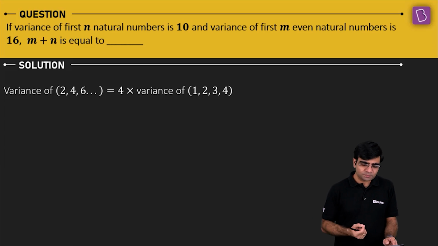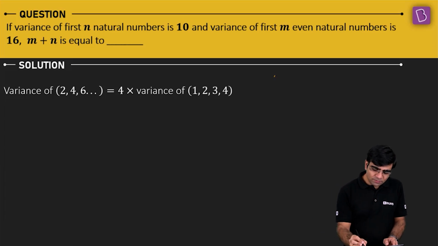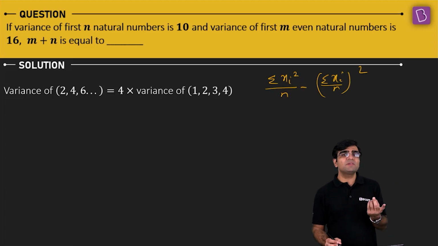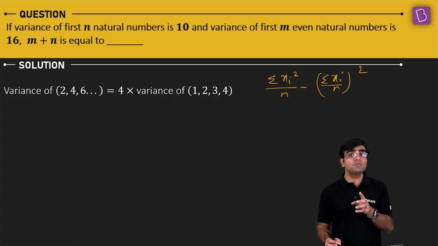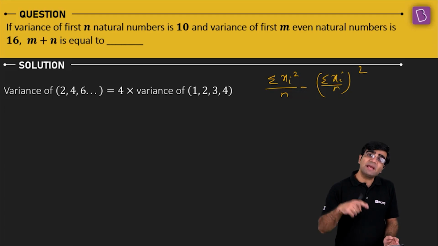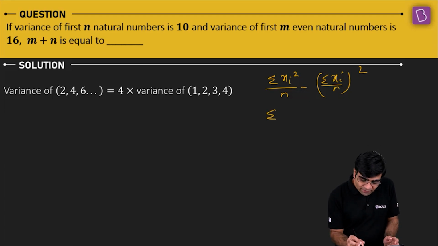Is it really true? Just remember, what do we have here? The formula was sigma xi square by n minus sigma xi by n the whole square. Earlier the observations were 1, 2, 3, 4. Now they are 2, 4, 6, 8. That is exactly every observation got doubled, right? So something which was xi earlier, now in the modified format, they are sigma 2xi whole square by n minus sigma 2xi by n the whole square.